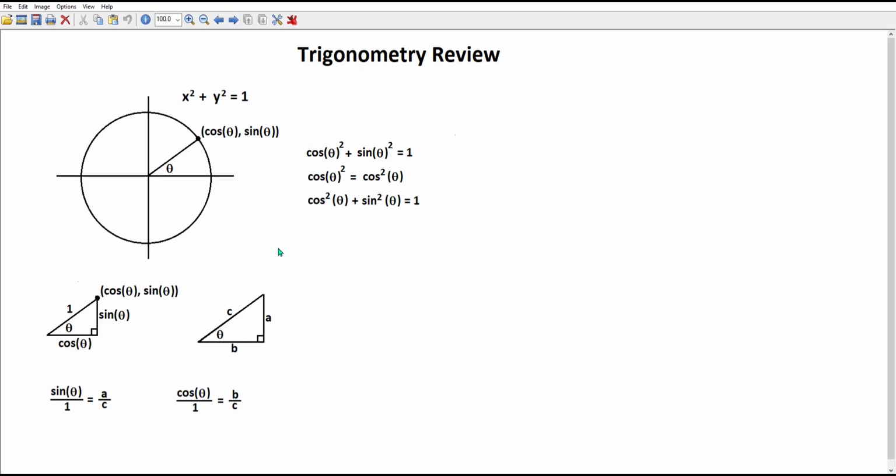Now, how does this correspond to the triangle definition that you've seen before? If you look at this triangle and move it down here, the base is the x-coordinate, cosine theta. The height is the y-coordinate, sine theta. And now if we look at a triangle with sides A, B, and C with that same angle, we see they're similar triangles. And what we can see is sine theta over 1 is the same as A over C, and cosine theta over 1 is the same as B over C. So the sine of theta is the opposite over the hypotenuse. The cosine is the adjacent over the hypotenuse.